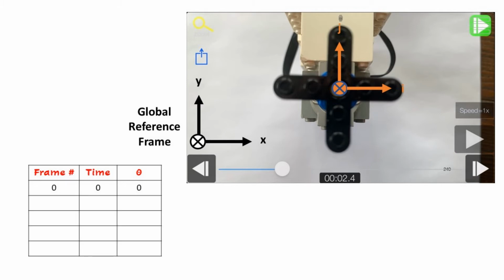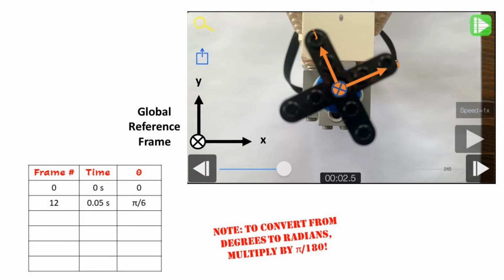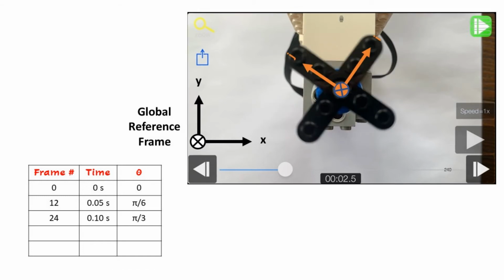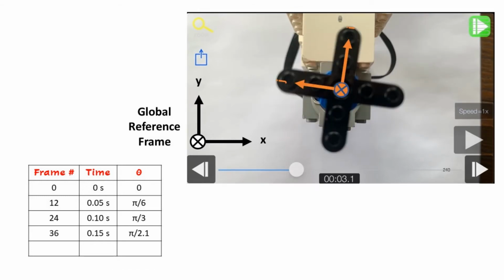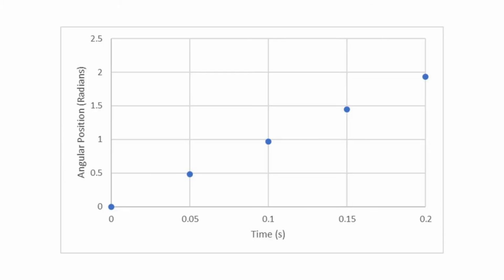Since I'm going to call this my first frame, this can be frame 0, the time can be time 0, and my angular position can be 0 as well. Now I skip ahead 12 frames, I'm at time 0.05 seconds, and I have an angular position of 30 degrees. Sorry, I mean pi over 6 radians. Now I can repeat this process for 12 more frames, and 12 more frames, and 12 more frames. And when it's all said and done, I can put together a graph of my angular position versus time.